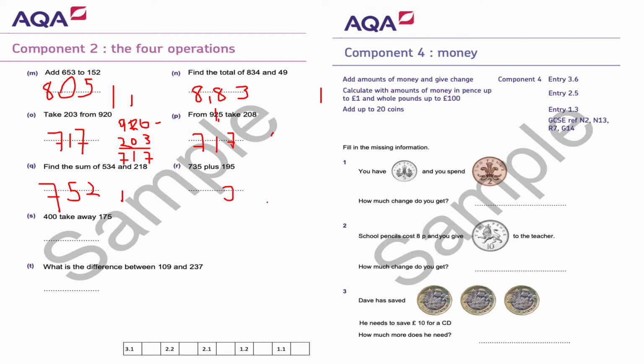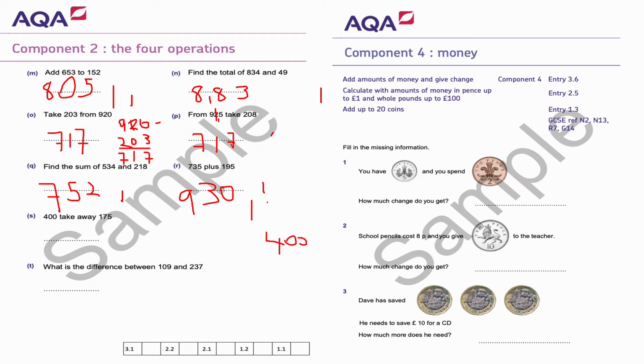5 add 5 is 10. So 0 carry the 1. 3 add 9 is 12. Carry the 1 is going to be 13. Carry another 1. 7 add 1 is 8. Add that 1 is going to be 930. Next one. 400 take away 175.